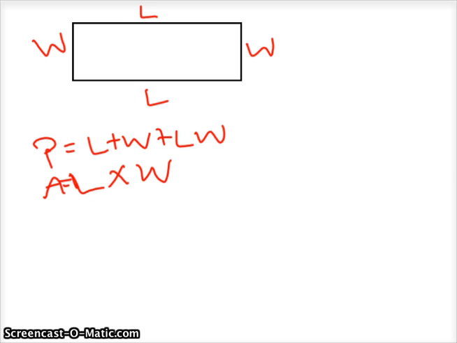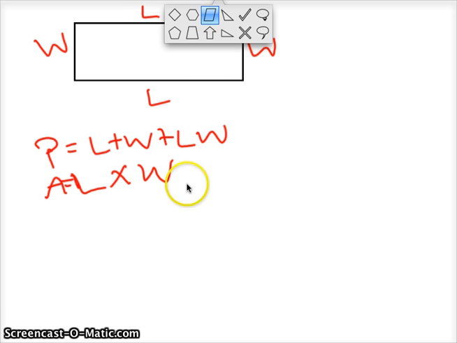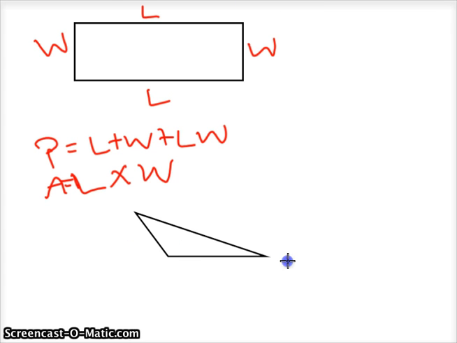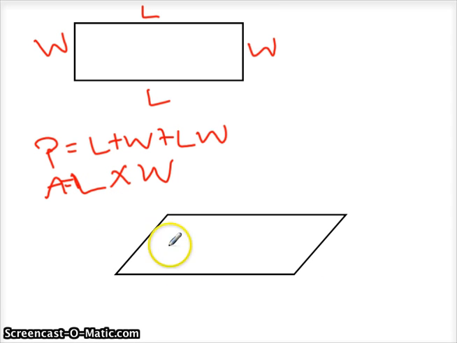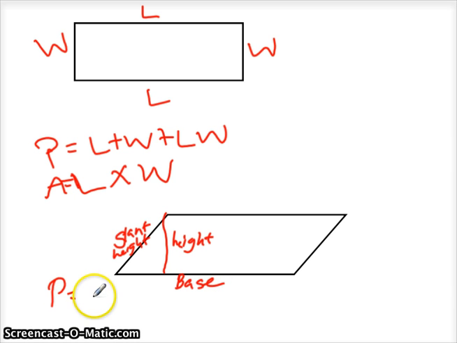If we have a parallelogram, then we have to look at this differently. So this has a slant height, it has a regular height, and it has a base. So for perimeter, we have base plus slant plus base plus slant. But for area, we do base times height. So our height, remember, is straight up and down. It's perpendicular with the base.